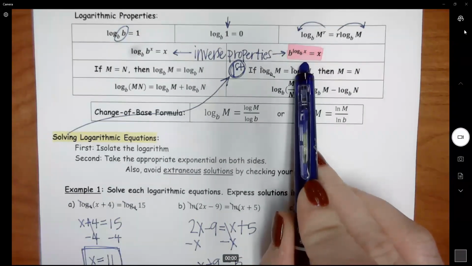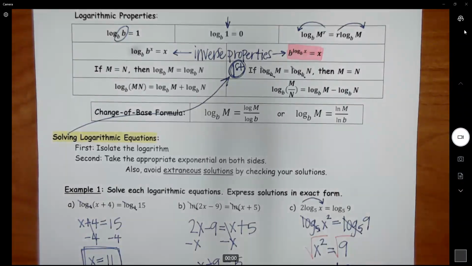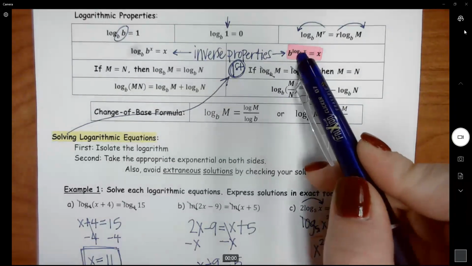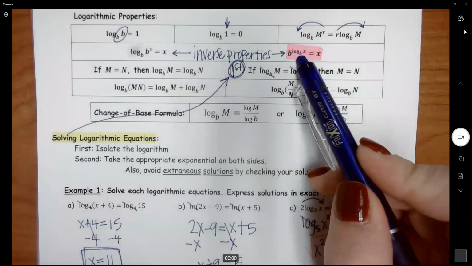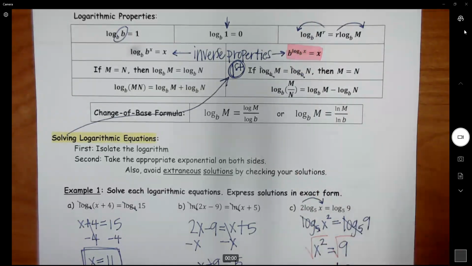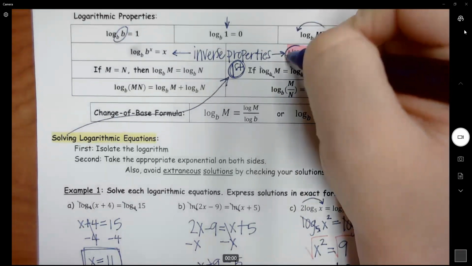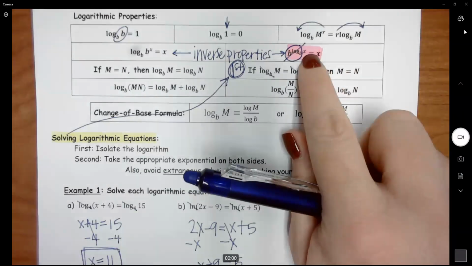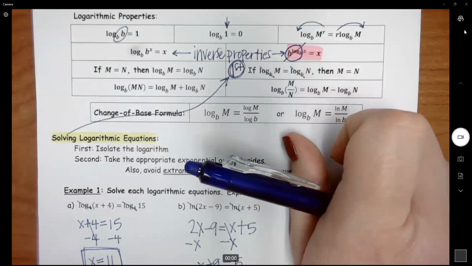So this is the inverse property I want to use. Just like adding and subtracting are inverses of each other, multiplying and dividing are inverses of each other. Square roots and squaring are inverses of each other. Cubic root and cubing are inverses of each other. Having a log with a base of b, if I take that same base and I now raise it exponentially with that same base, because these are the same, they cancel out and you are left with whatever you have over here.